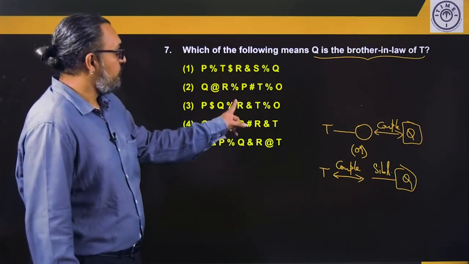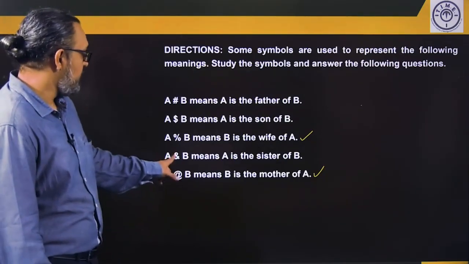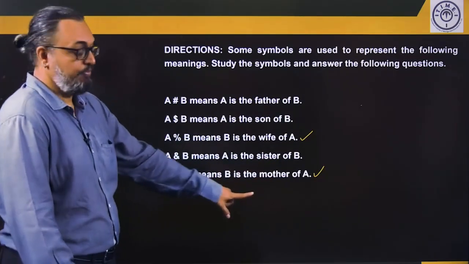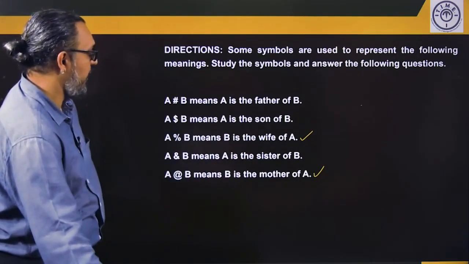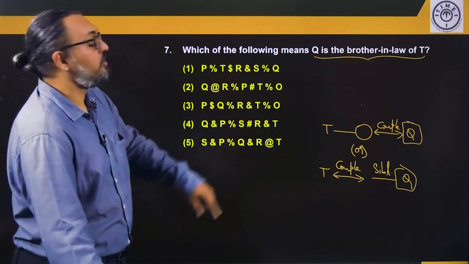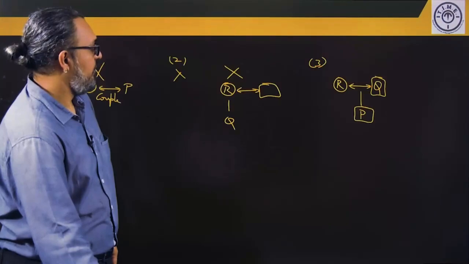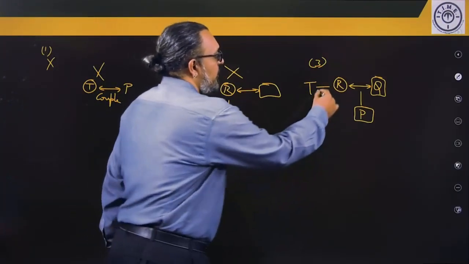Up until R we have. So, then R ampersand T. Now, what does ampersand mean? Ampersand here means A is the sister of B. Okay. So, it is direct, in the same order we have to take. A is the sister of B. So, here R ampersand T is R is a sister of T. Check. R is a sister to T. So, they are siblings.